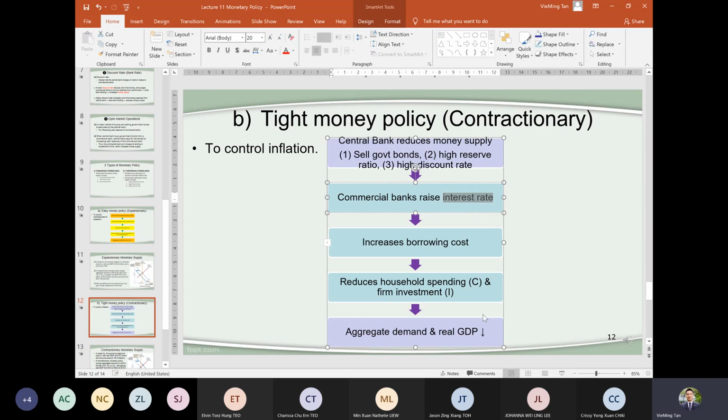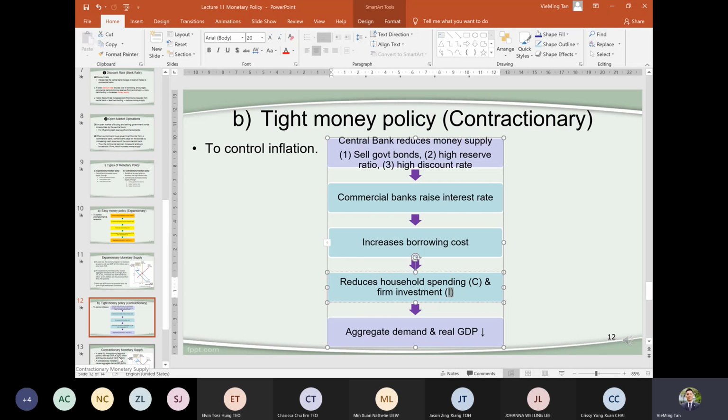As a result, C and I will reduce because there is less money available in the economy. So this will reduce the amount of consumption by households and also the firm investment. Once C and I reduce, this will reduce the aggregate demand. Once aggregate demand reduces, this will reduce the real GDP.